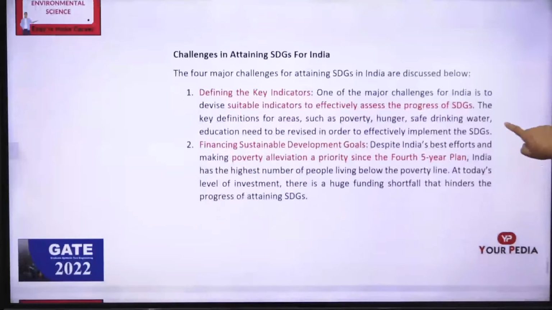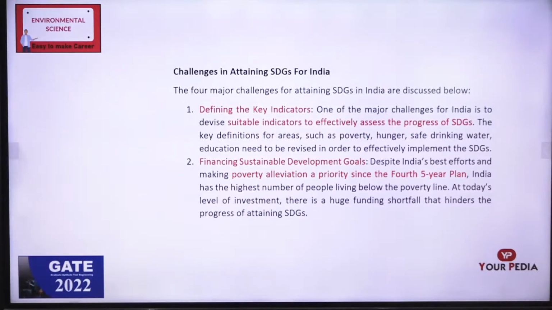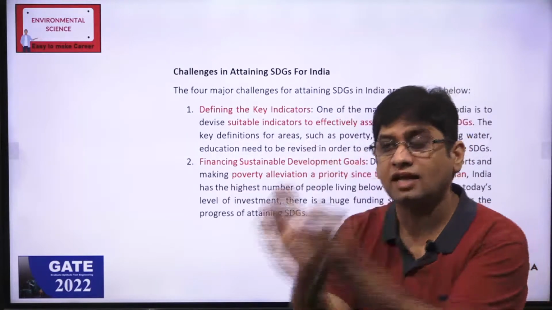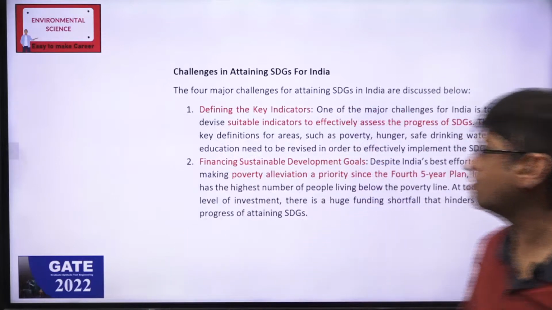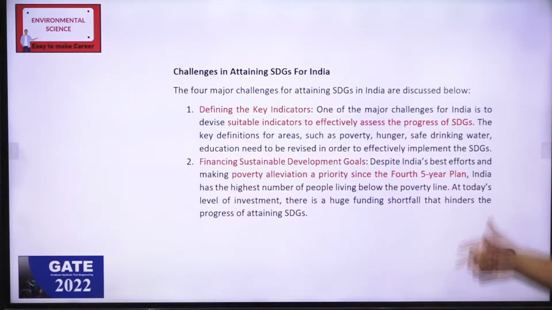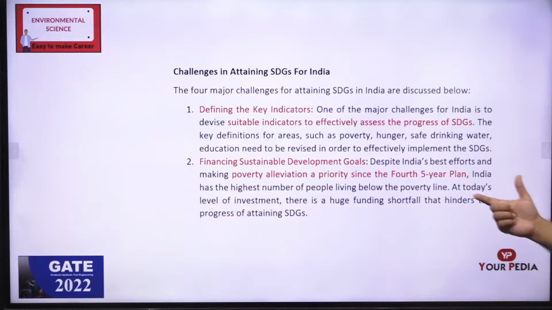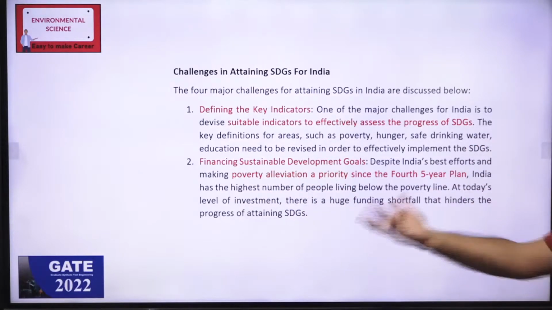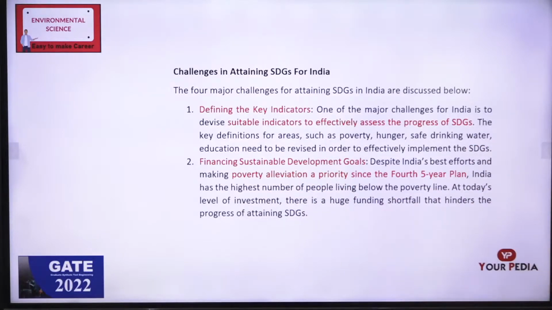What are the challenges to attain sustainable development goals in India as of now? First challenge is how to define the indicator. How to define an indicator which tells that, okay, we are meeting sustainable development goals or not. So suitable indicators to effectively assess the progress of sustainable development goals. How do we do that? The key definitions for areas like poverty, hunger, safe drinking water, that is to be done. Financing sustainable development goals. How to finance sustainable development goals?